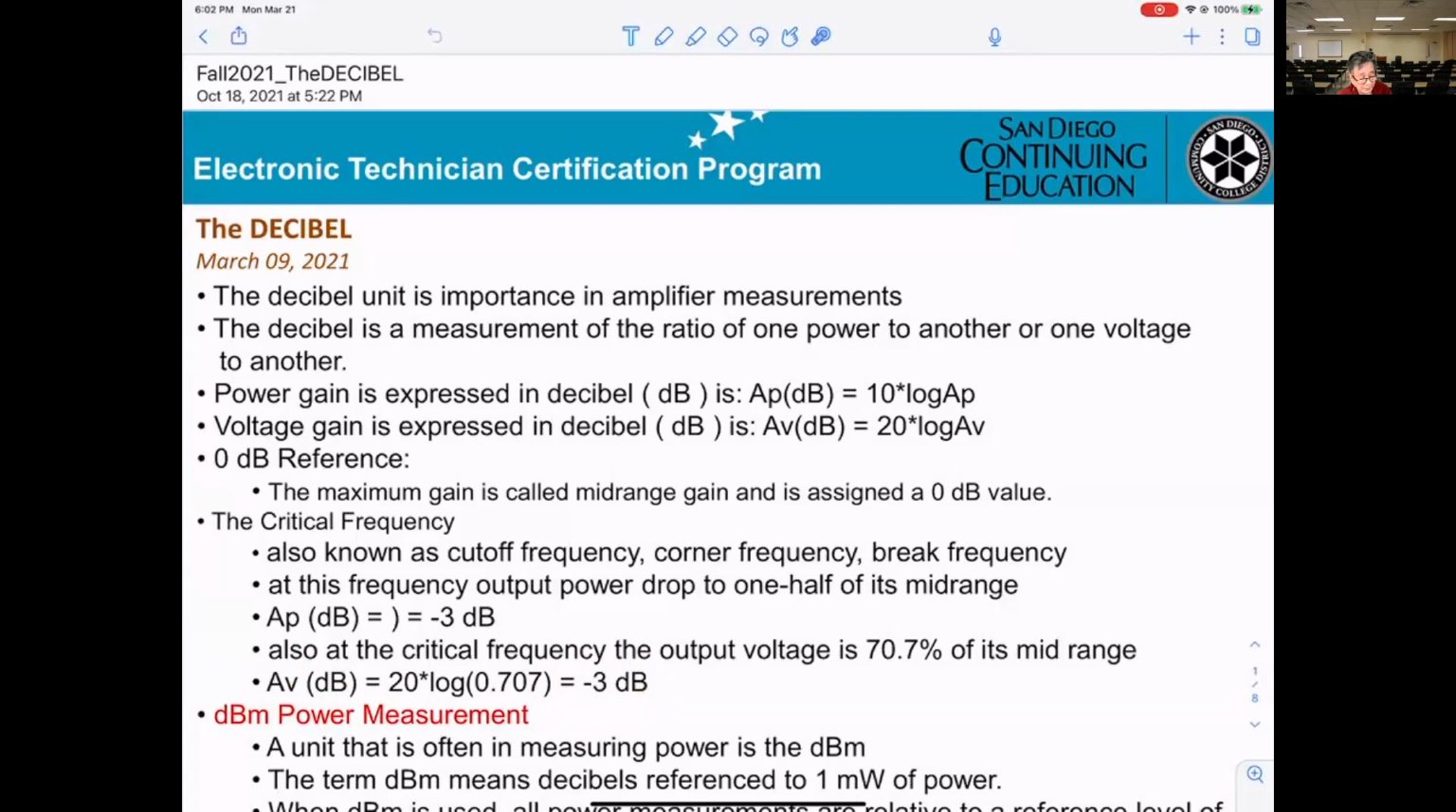So when they're talking about minus 3 dB, that means they're going down 3 dB. However, you cannot do anything with minus 3 dB, and you have to know what the equivalent number for minus 3 dB is. That will be 0.707.